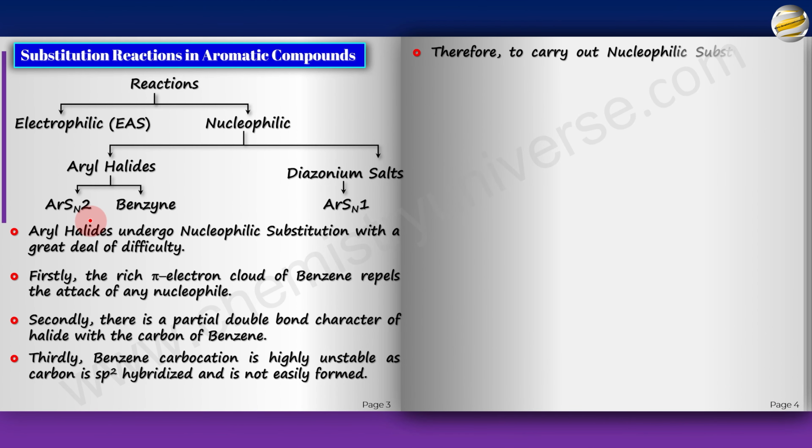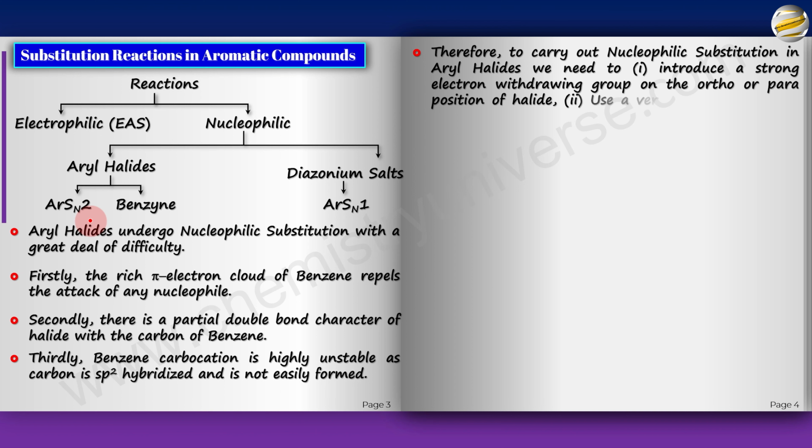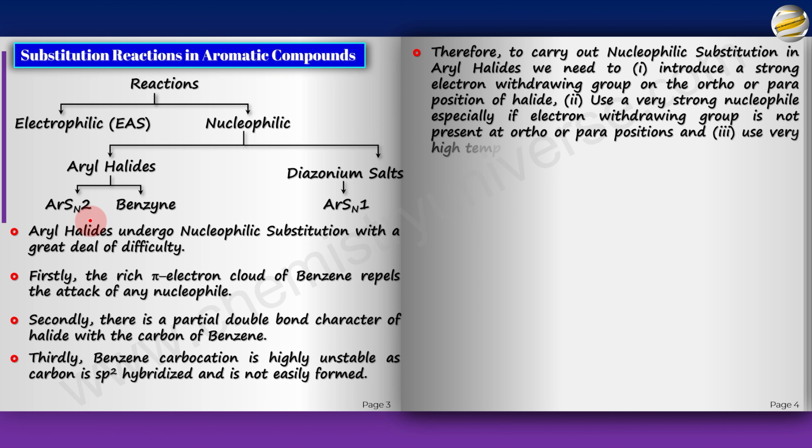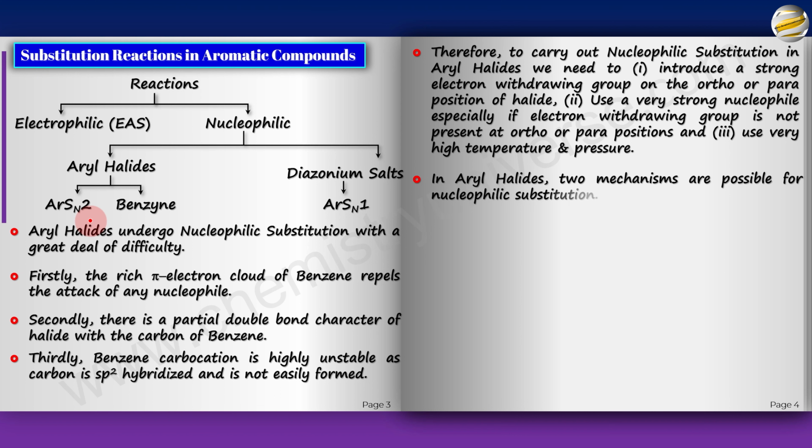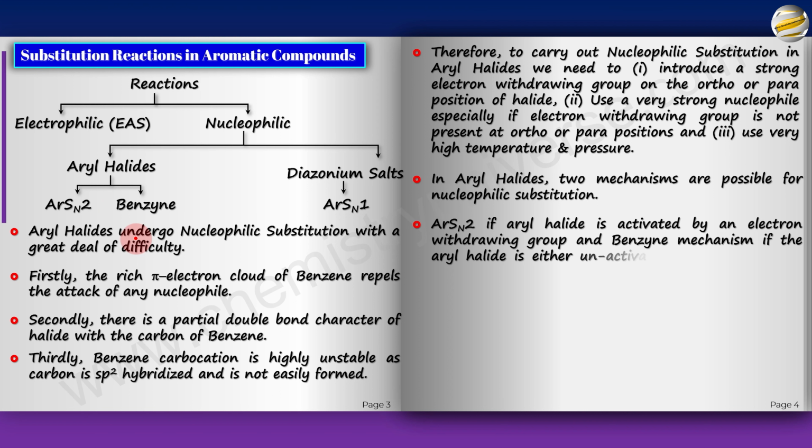So therefore, to carry out nucleophilic substitution in aryl halides, we need to either introduce a strong electron withdrawing group on the ortho or para position, use a very strong nucleophile, especially if the electron withdrawing groups are not present at ortho and para, and thirdly, use very high temperature and pressure. Now, in aryl halides, as I said, two mechanisms are possible for nucleophilic substitution. One, as I said, is ArSN2. The other, as I said, is benzyne. So ArSN2 if the aryl halide is activated by an electron withdrawing group, and benzyne if the aryl halide is either unactivated or deactivated by electron releasing groups.